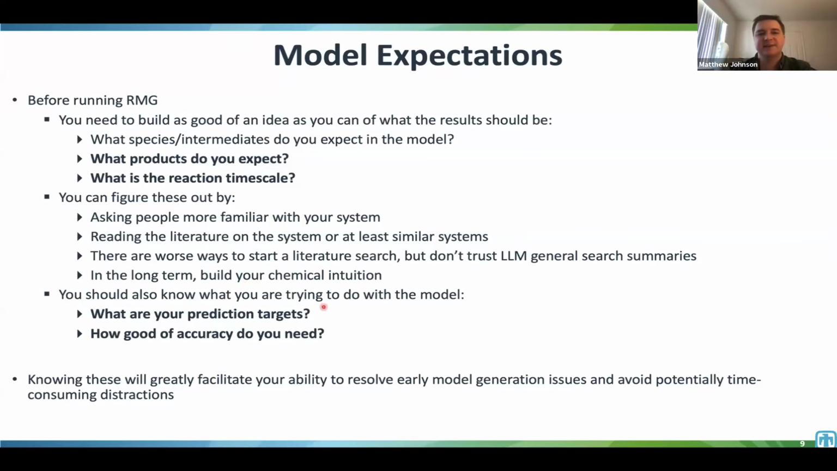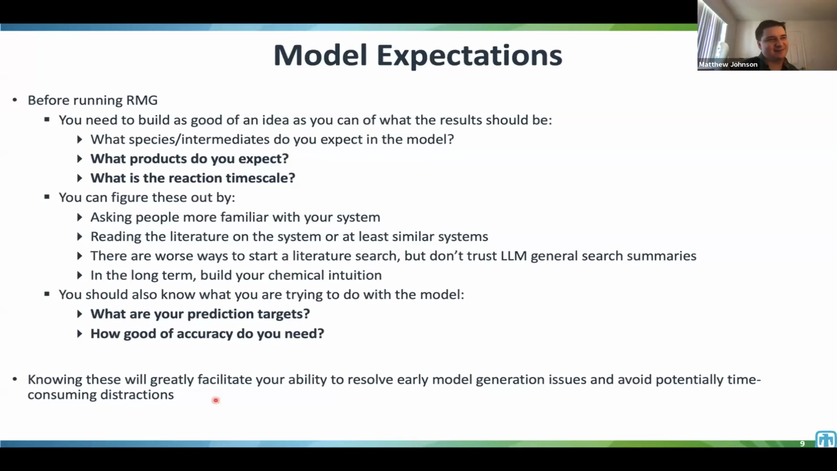It's also important to think deeply about what you're trying to do with the model. What are your prediction targets? What are you trying to do with this model? What are you trying to predict? How good an accuracy do you need to predict that with? And knowing these in advance will greatly facilitate your ability to resolve early model generation issues, figure out when something's wrong, and also avoid potentially time-consuming distractions in the model generation process.